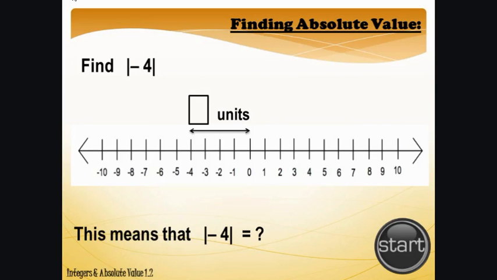Let's go ahead and take a look at an example together where you're asked to find the absolute value of -4. We need to figure out how many units -4 is from 0 on the number line. So we count 1, 2, 3, 4 units. -4 is 4 units from 0 on the number line. So this means that the absolute value of -4 is 4.